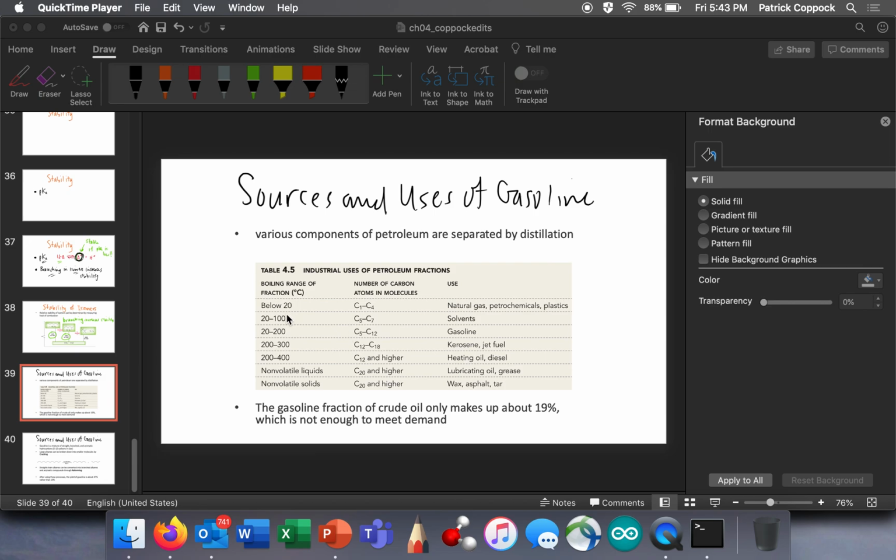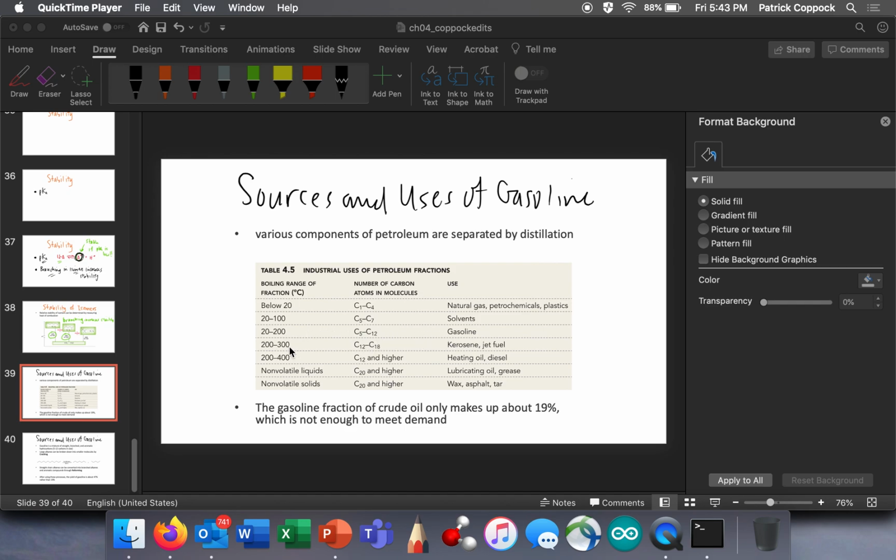When you're distilling this, from 21 to 100 degrees Celsius, you're going to get things with five to seven carbons in them. Those are mostly solvents, like stuff that you buy at Lowe's to dissolve stuff, okay? So above that, you're going to get C5 to C12, which is gasoline, all right?